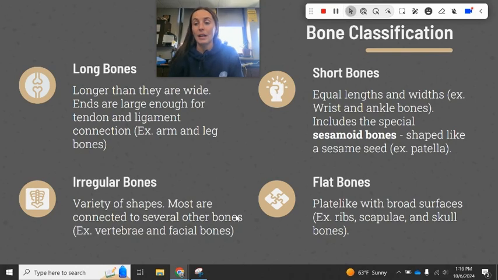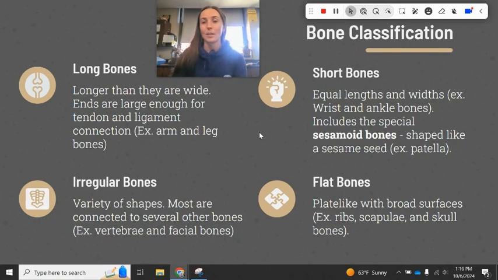Short bones, on the other hand, are a little easier to classify. They are short. They're equal in length and width. Some examples would be bones in your wrist, bones in your ankles. I like to think of these as very square looking sometimes. And this includes a special sesamoid bone. Some people consider this its own separate thing. Some people say it's a short bone. It's just a special short bone.